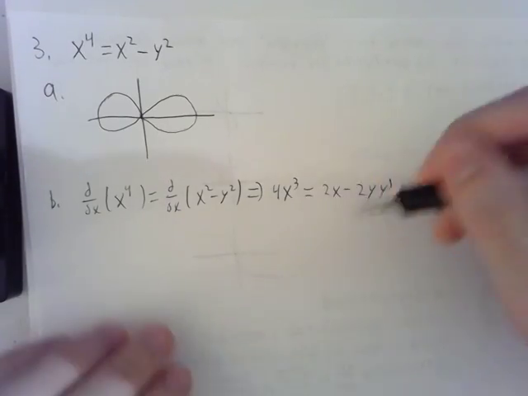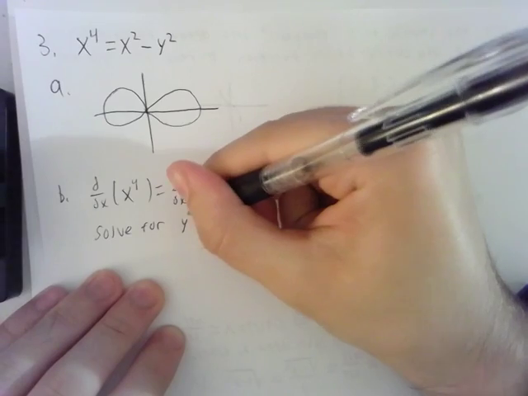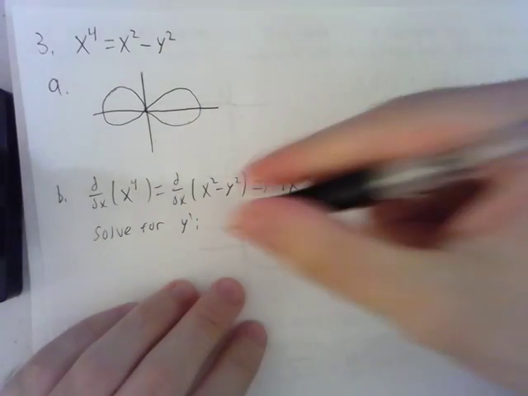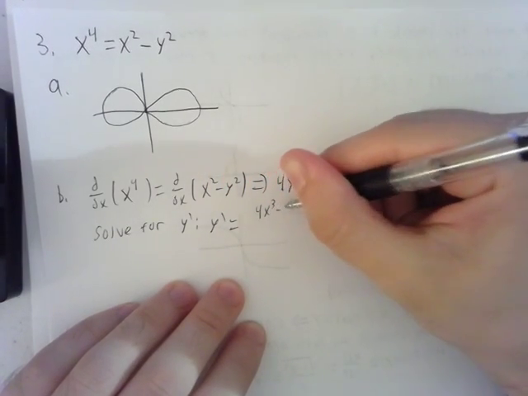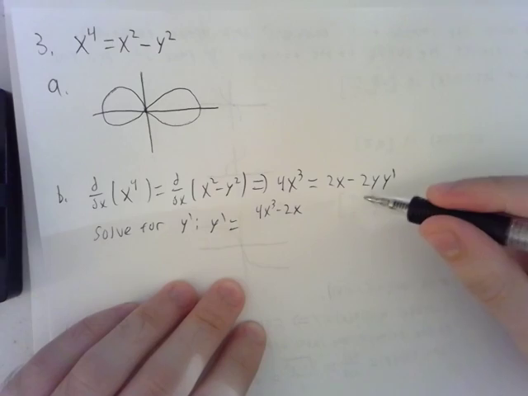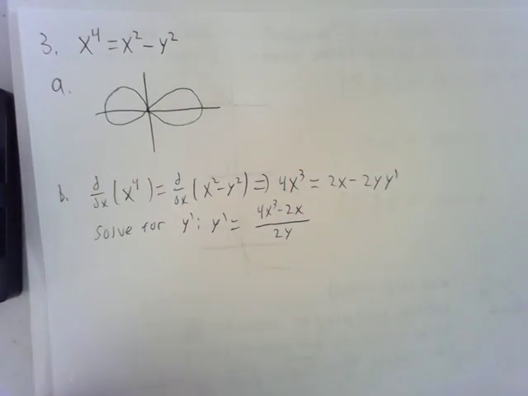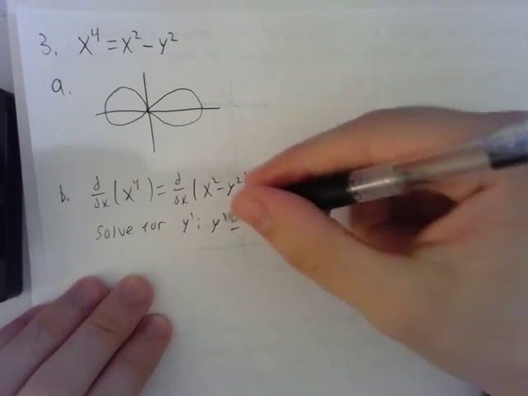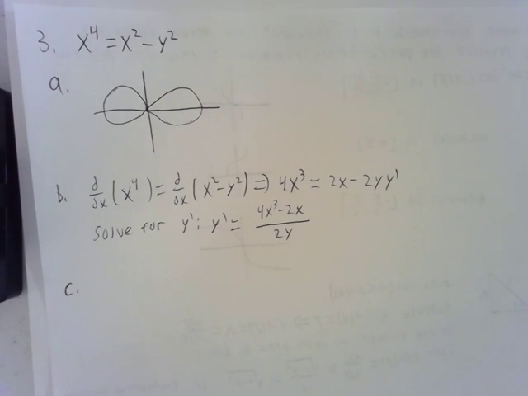So now that we have this equation, we can solve for y prime. So let's see, we first move the 2x to the other side. So we'll get 4x cubed minus 2x. Then we have this 2y in front of the y prime, so we divide by that. And we'll get this for our answer. So that's our formula for y prime.